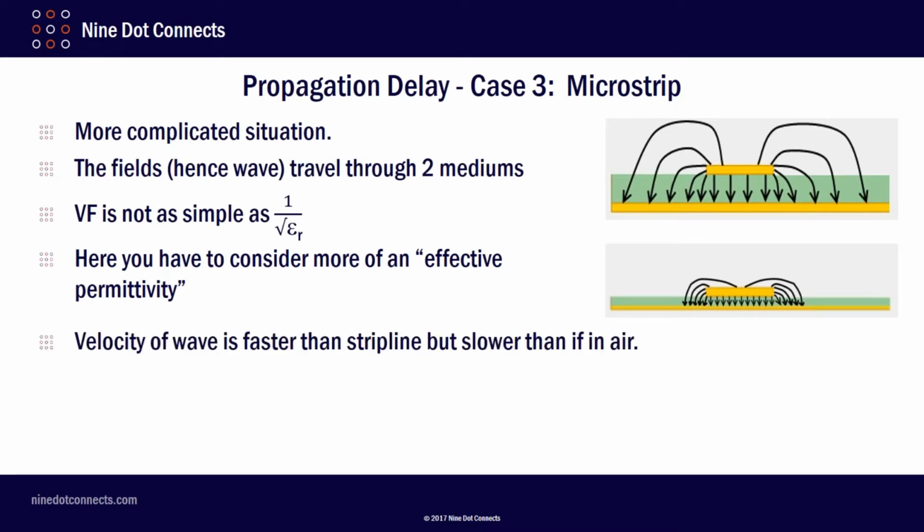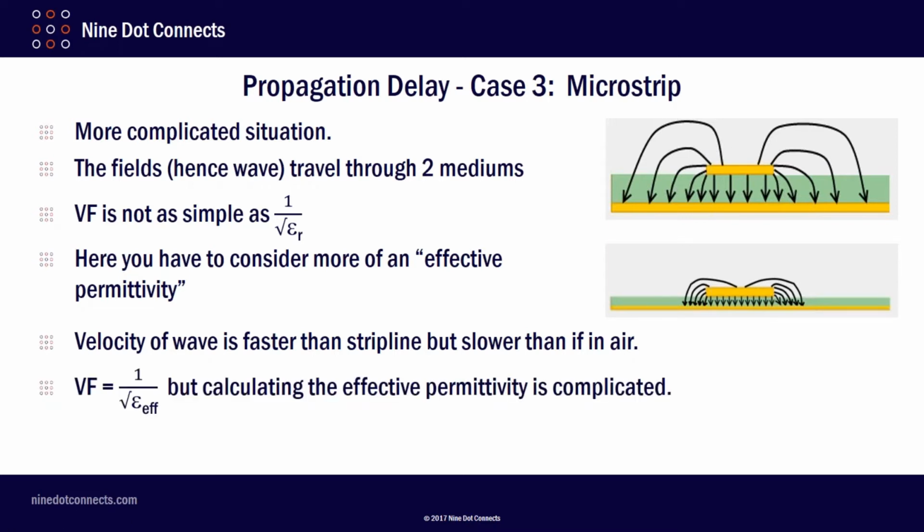The velocity of the wave is going to be faster than the stripline, but slower than if it were in air. And it's kind of intuitive if you think about it, because in the stripline, because these fields up here were inside the substrate, they were going to be moving slower. But if half of them fields are traveling faster than they would be in the substrate, then the average is going to be faster. So the velocity factor is actually 1 over the square root of an effective epsilon. But the problem here is calculating that effective permittivity is complicated.